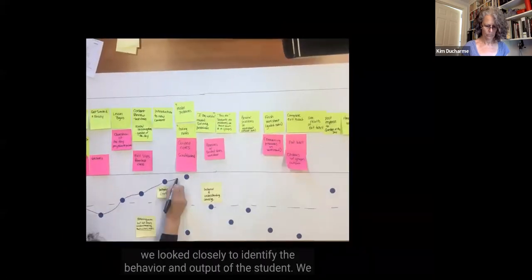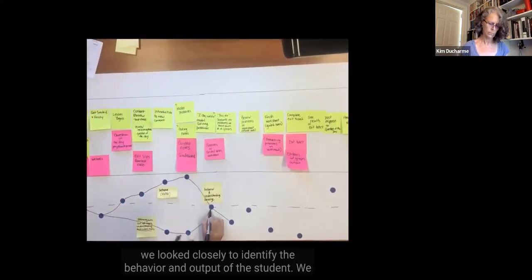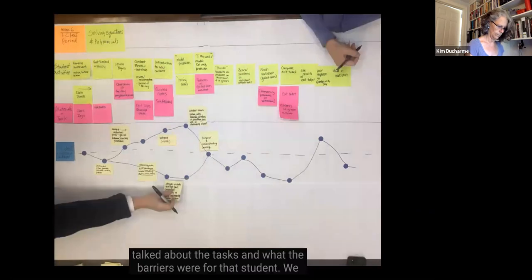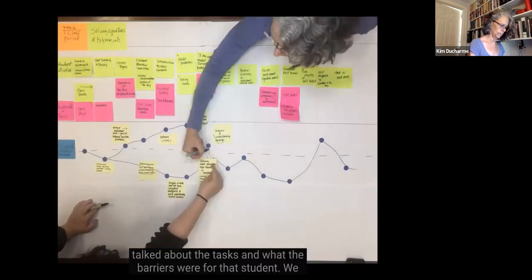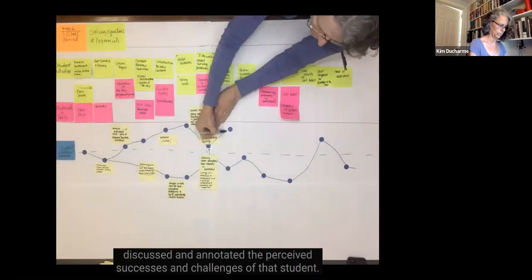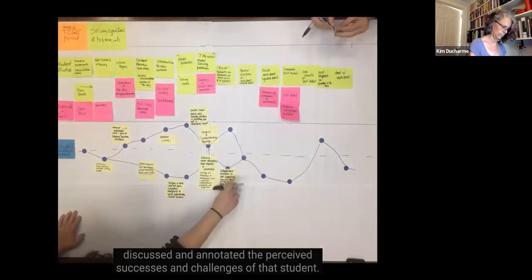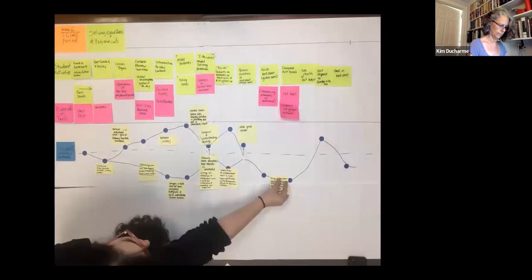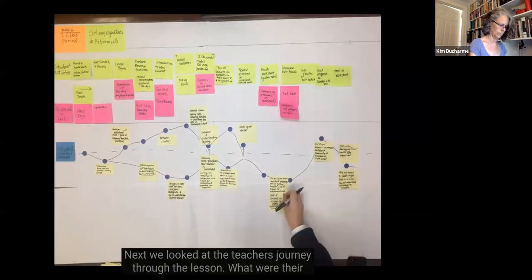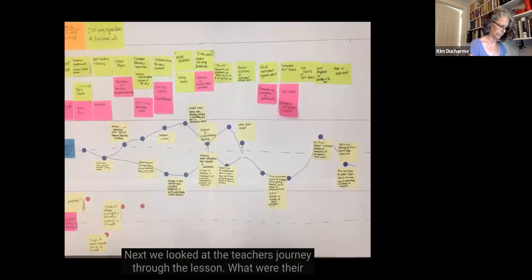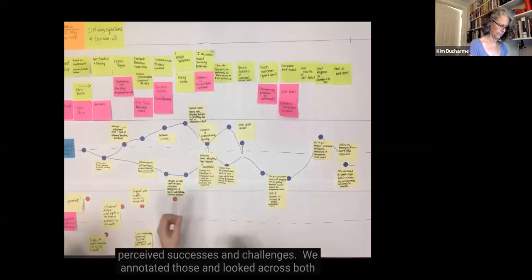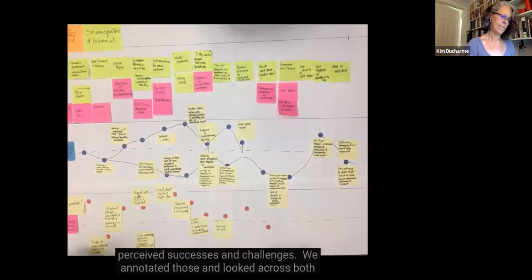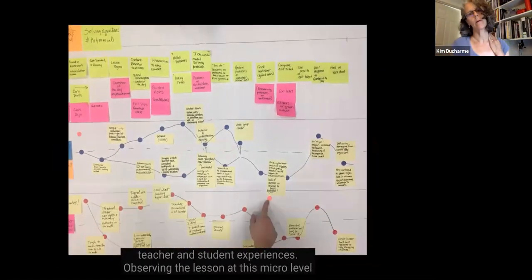At each activity, we looked closely to identify the behavior and output of the student. We talked about the tasks and what the barriers were for that student. We discussed and annotated the perceived successes and challenges of that student. Next, we looked at the teacher's journey through the lesson. What were their perceived successes and challenges? We annotated those and looked across both teacher and student experiences.